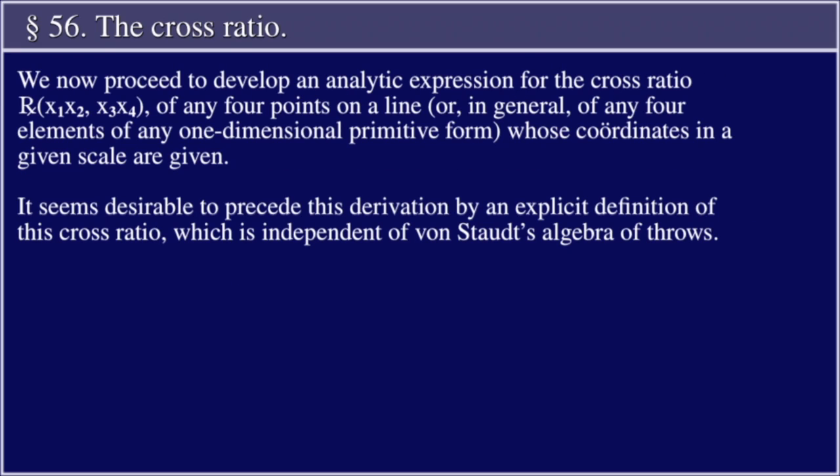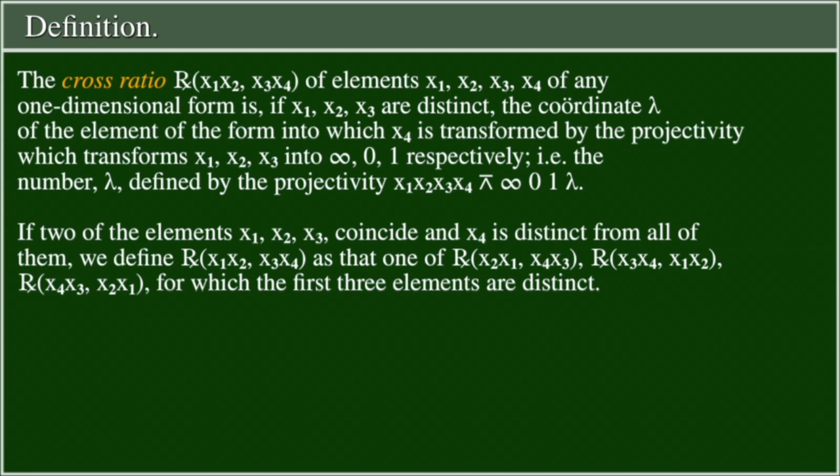We now proceed to develop an analytic expression for the cross ratio R(x1, x2, x3, x4) of any 4 points on a line, or in general of any 4 elements of any one-dimensional primitive form, whose coordinates in a given scale are given. It seems desirable to precede this derivation by an explicit definition of this cross ratio, which is independent of von Staudt's algebra of throws.